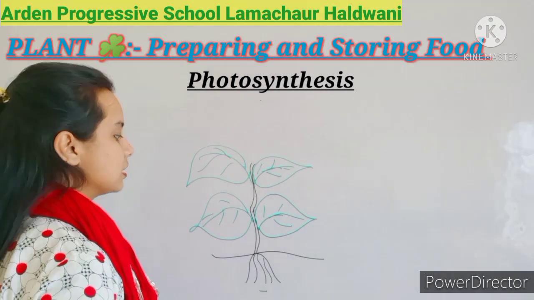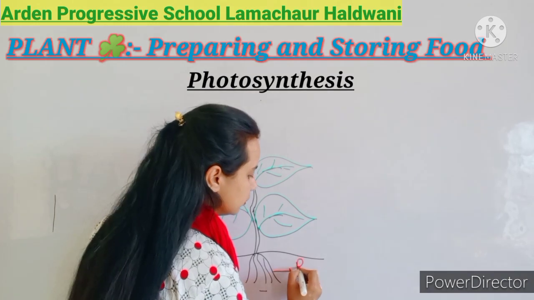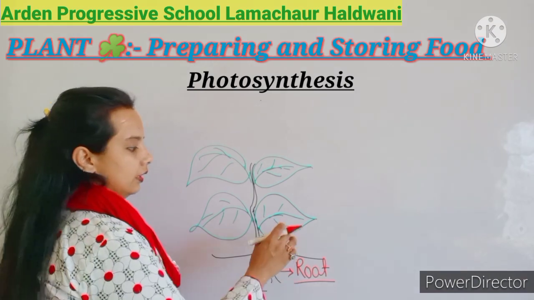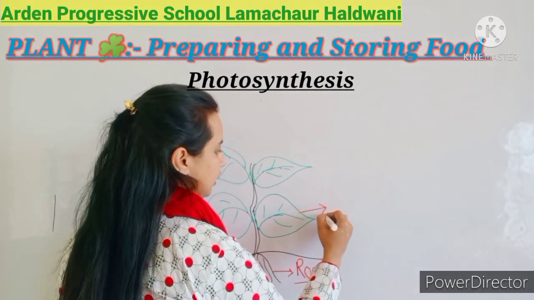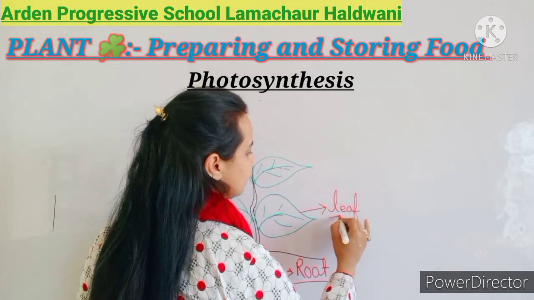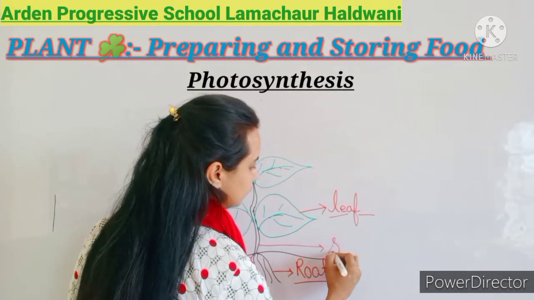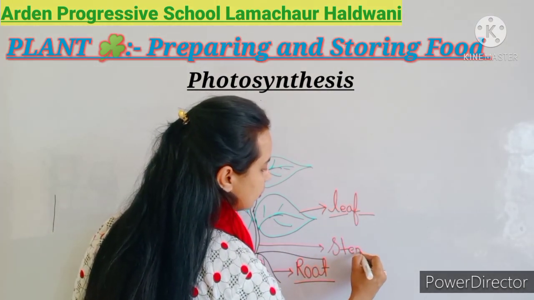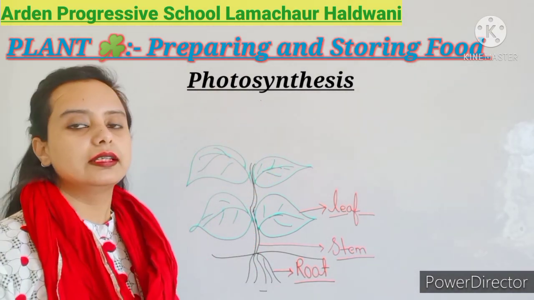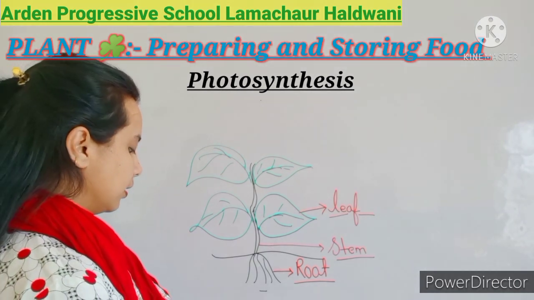Now, let's first label it. This is the root, R-O-O-T, root. This is leaf, L-E-A-F, leaf. And this is stem, S-T-E-M, stem. Okay. Now, let's see what the ingredients are that are used by the plants.